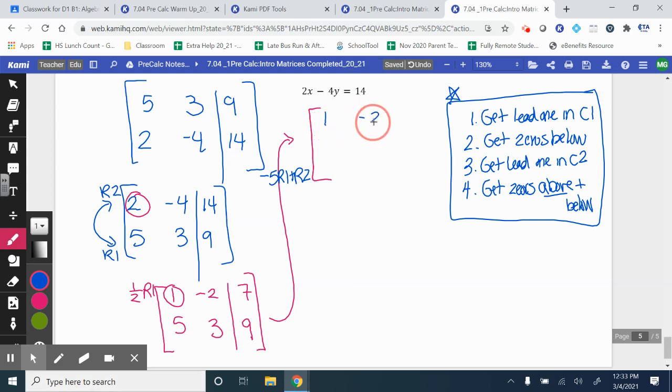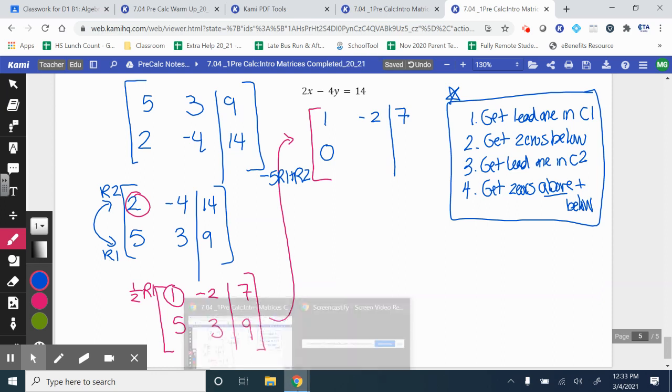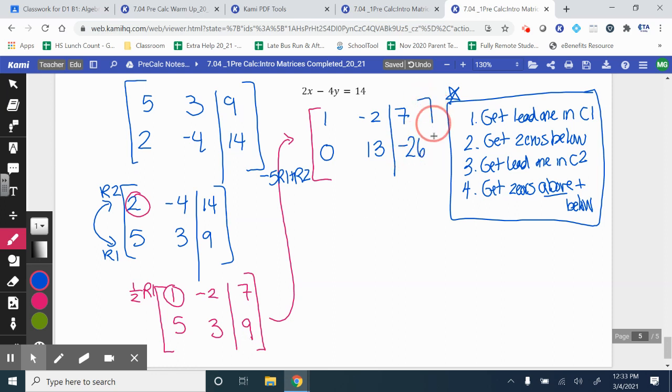So first row stays the same. Pause your video here and try and figure out what your new row will be. All right, so -5 times 1 plus 5 is 0. -5 times -2 is 10 plus 3 gives us 13. And -5 times 7 would give us -35 plus 9 would give us -26. Now I finished my first column. So I have a lead 1 with zeros below it.